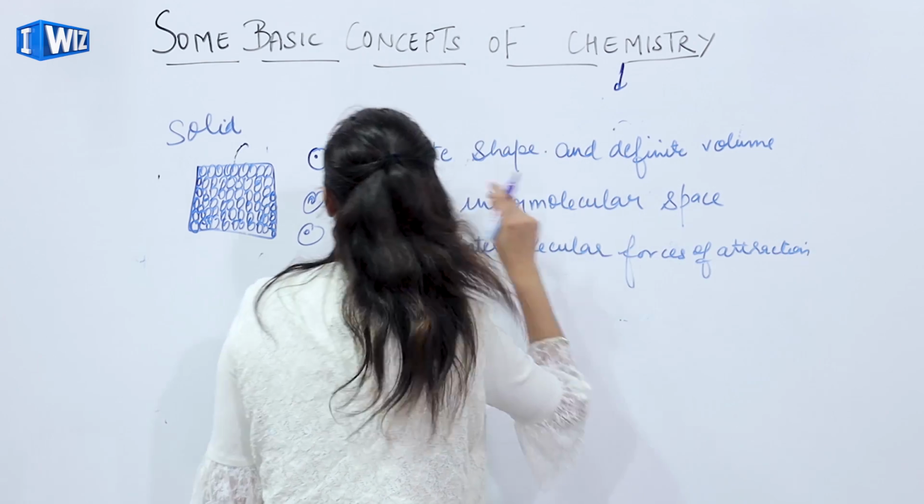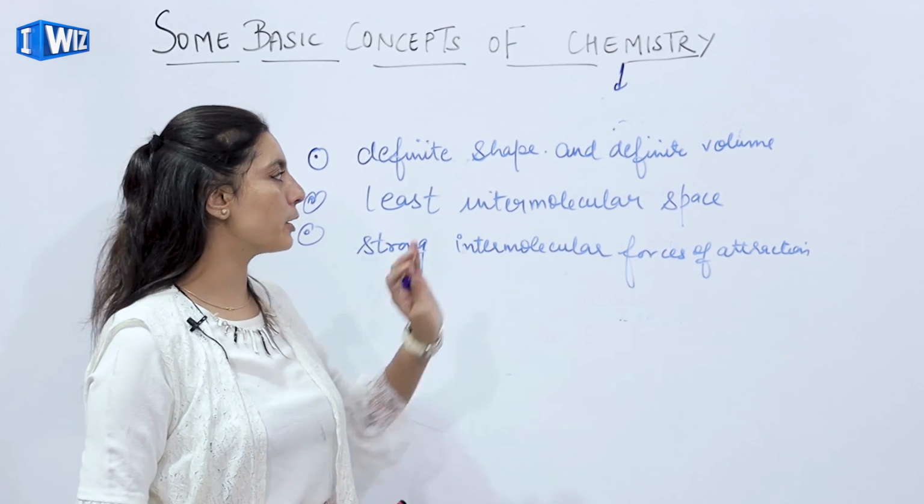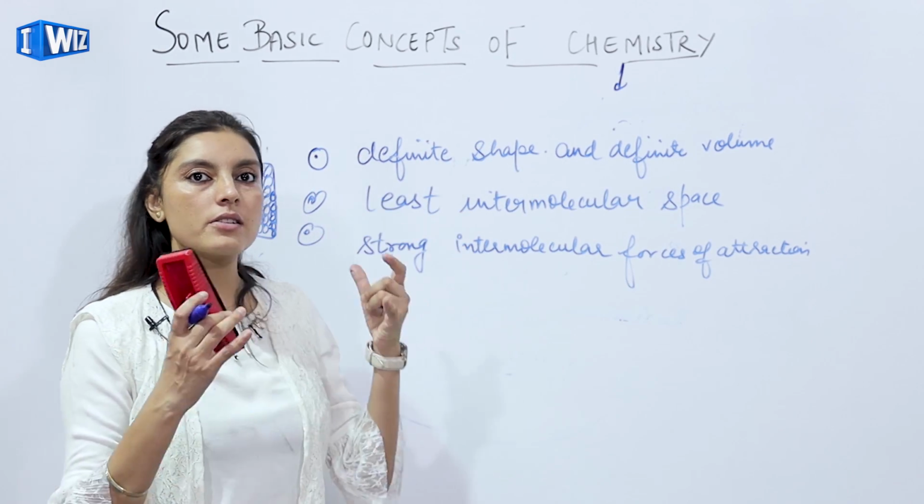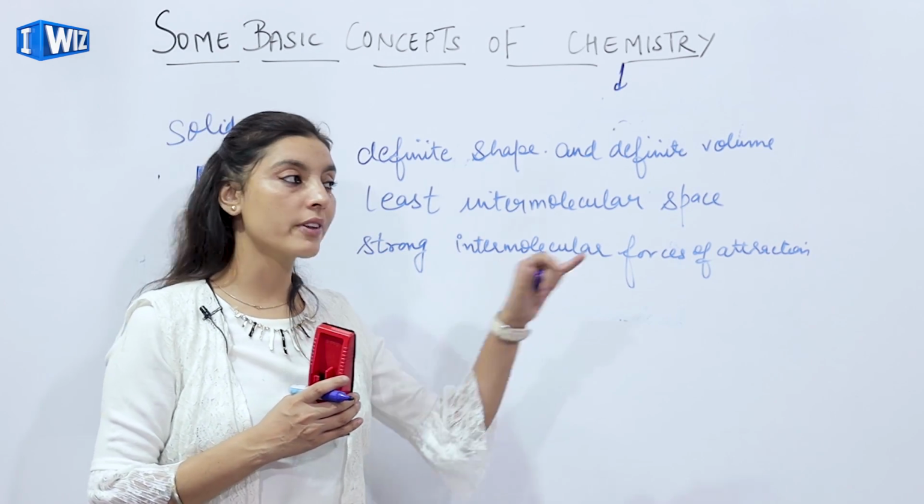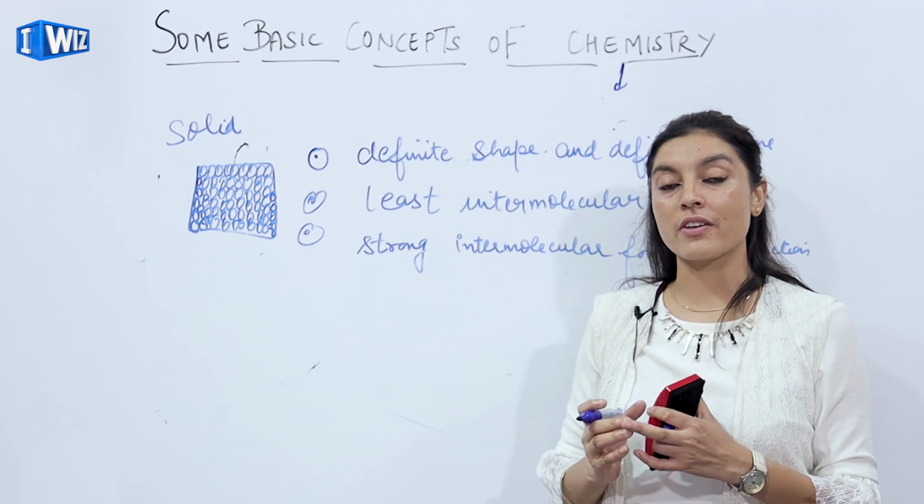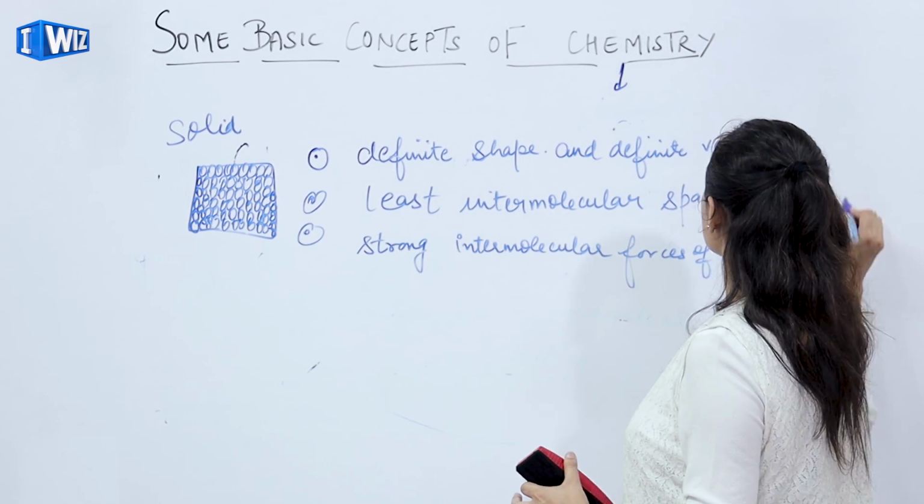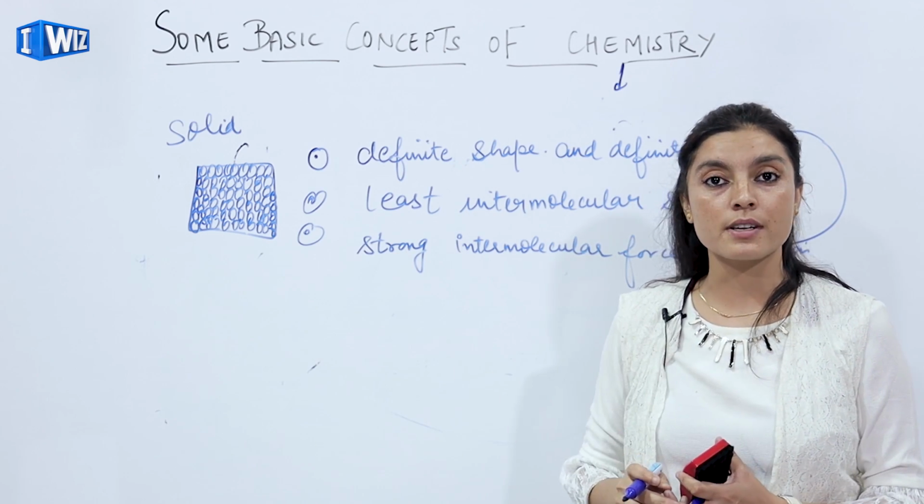So this is something that we get to know about the solids. They are having a definite shape and a definite volume. They are having the least intermolecular space, and they are having strong intermolecular forces of attraction that actually hold these solid particles very close together, and hence they are responsible for giving a definite shape and a definite volume to any particular substance.